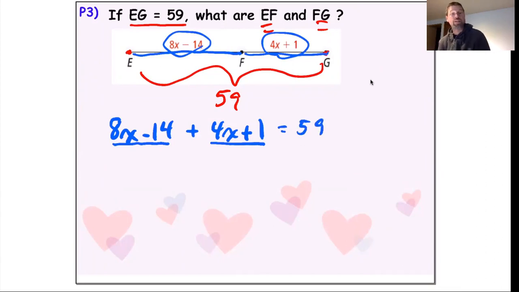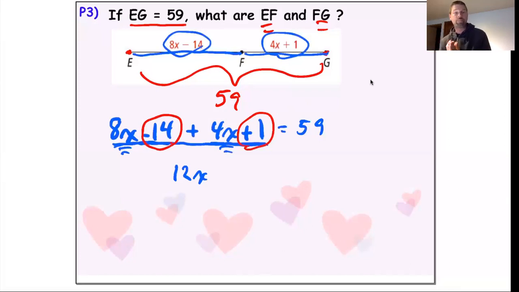All right, so now we've got to go back to our algebra skills and remember how to do this. On this side, I've got some like terms that can be combined together. There's that 8x and that 4x. They both have x's, so I can combine them together. 8x's plus 4x's, that's 12x's. I've got a -14 right here, and I've got a +1. Those are like terms, so I can combine them together. -14 plus 1 makes it 1 higher. That makes it a -13. All right, -13. I didn't do anything with the right side yet, so that's still 59.